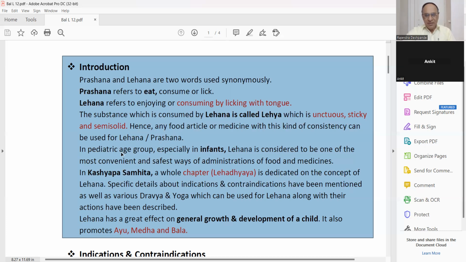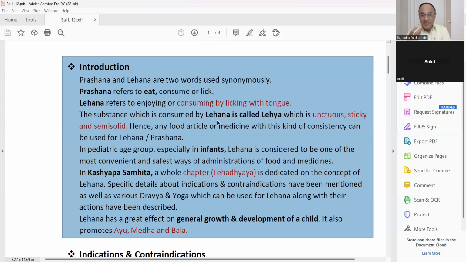In children, especially in the infant, remember, below the age of 1 year, very, very small children, our medicine should be in the form of Lehana. They cannot bite the tablets. They cannot engulf the capsule. Bitter taste is not good for them. So for the baby, for the children, for the infant, Lehana is the best medicine.